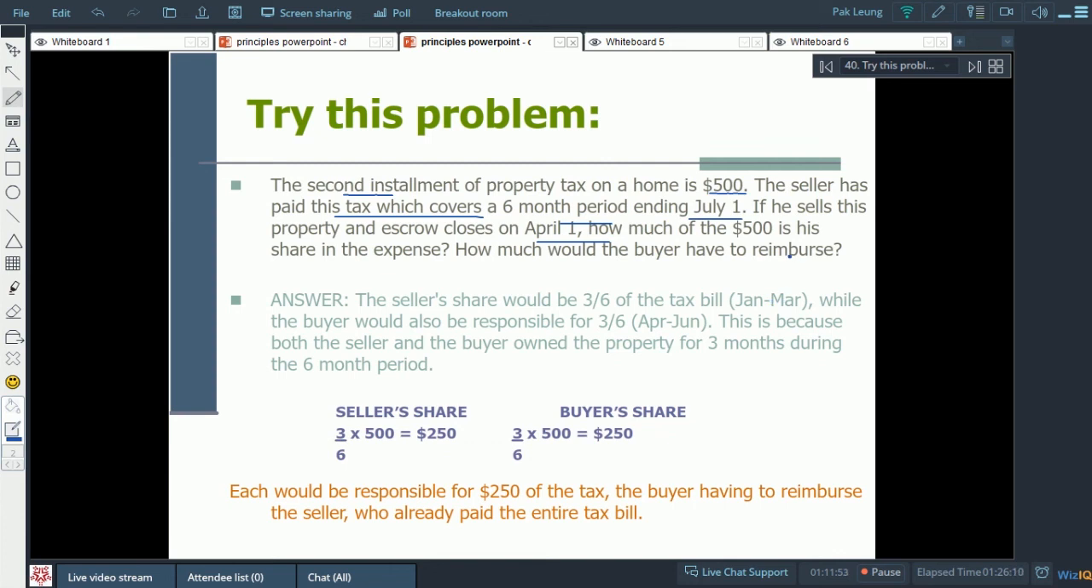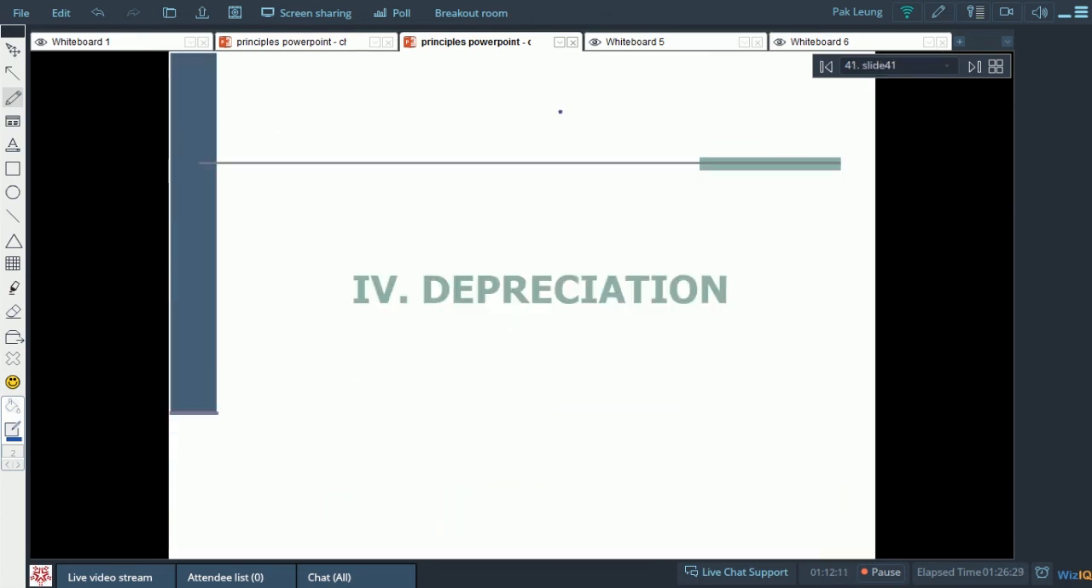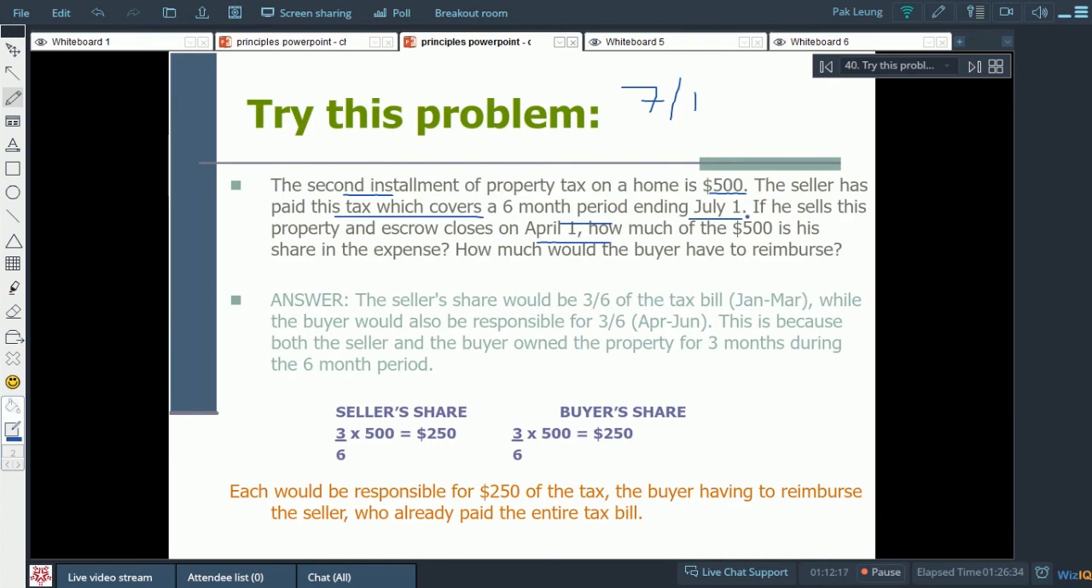Because he paid that second half, which is from until the end of June. 他6月底，他付清到6月底，所以呢，buyer 有4月份、5月份、6月份，seller 有1月、2月跟3月。Everybody knows how to do it, right? The magic number here is July 1st is the fiscal year.